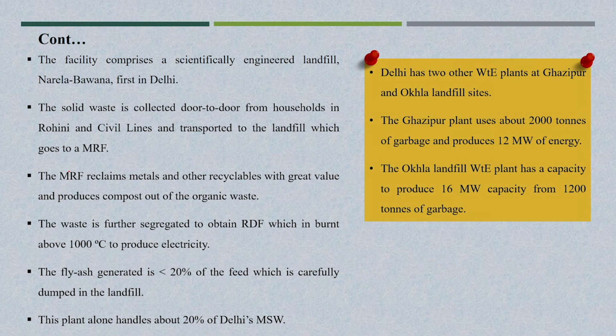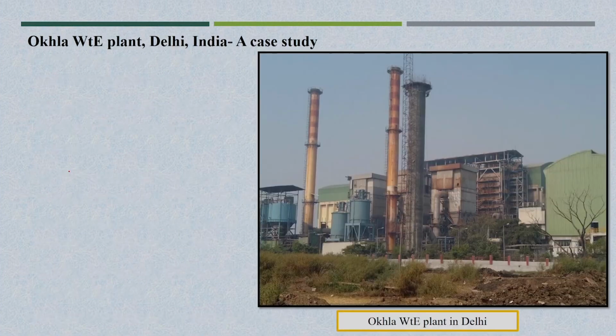So, there are 2 more plants that have come up, at Gazipur and Okhla landfill site. Gazipur also used around 2000 tons and produced 12 megawatt of energy, and the Okhla plant had a capacity of 1200 tons per day and produced 16 megawatt of energy or electricity. This is the Okhla one, I think that was another plant in Delhi.